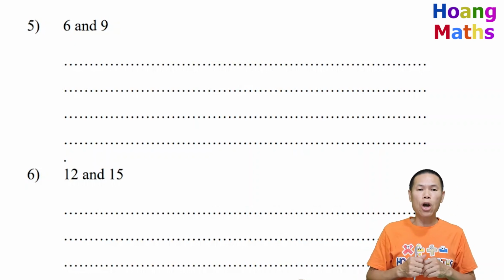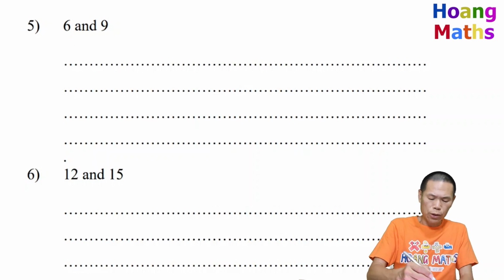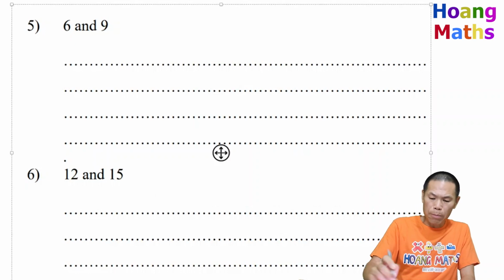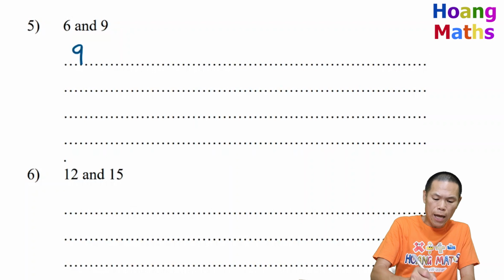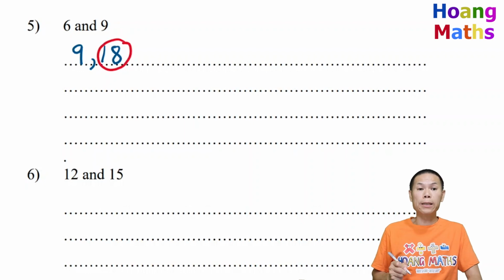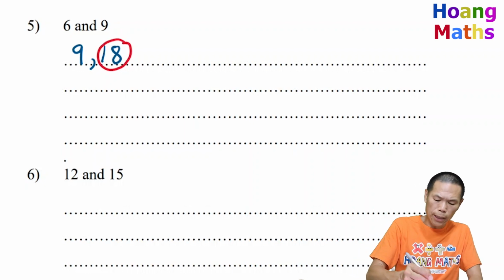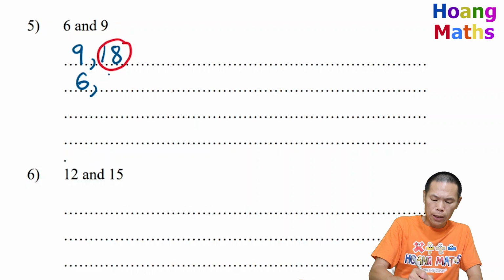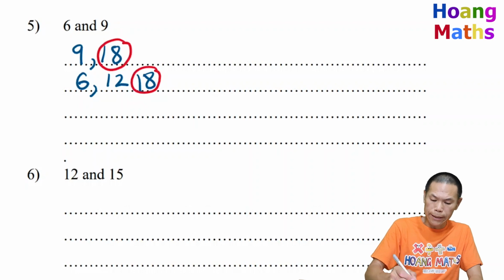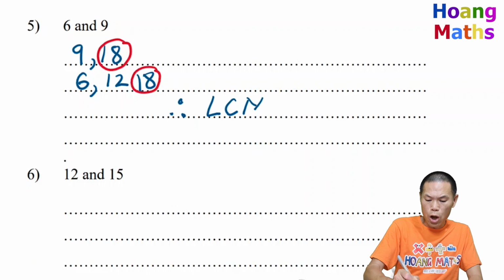To work out the lowest common multiple of 6 and 9, I can just list the largest number first. So that is 9, 18, and I stop here because 18 is also a multiple of 6. If you're not sure, of course, you can list them out: 6, 12, 18. See, there you go. Both have the common multiple of 18. Therefore, the lowest common multiple of 6 and 9 is 18.